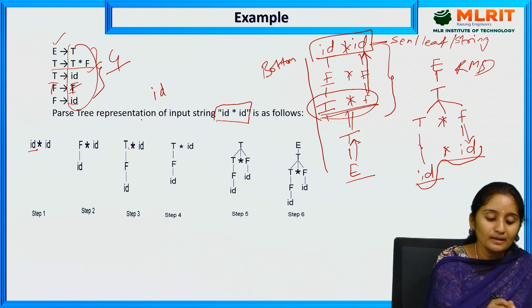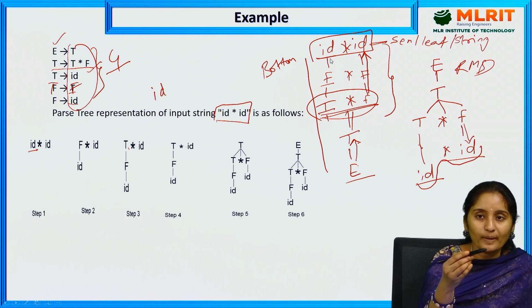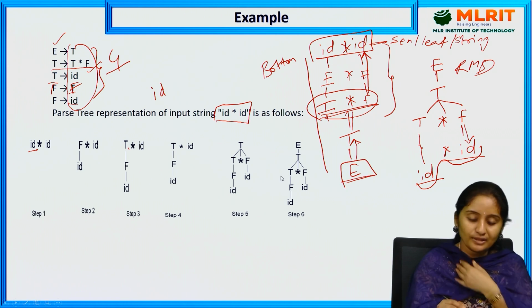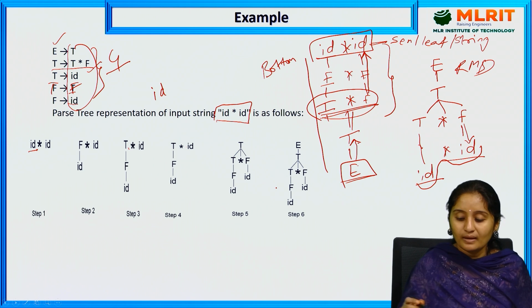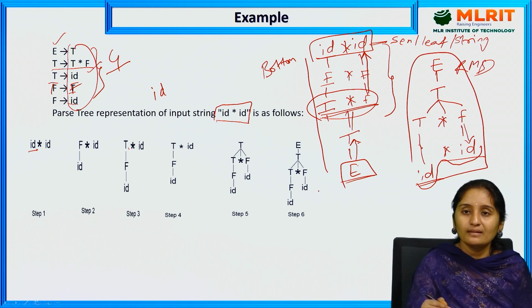So how this is written: as it is a bottom-up parser, first I have written ID star ID at the top and I derive until I reach the start symbol. But here I have written it in reverse format. This is the procedure I have written here. So first we write like this, then we can find it like this also. Both are pointing to the same.